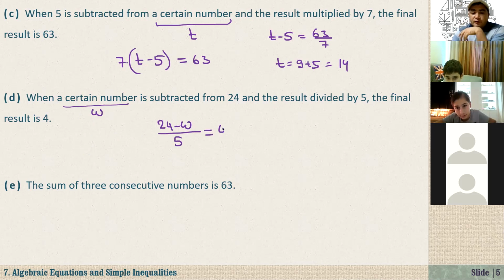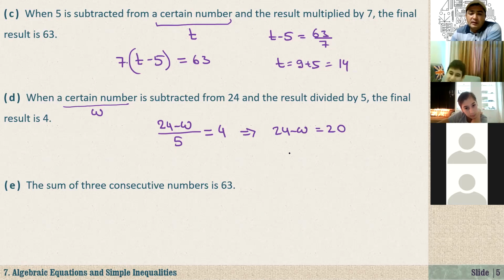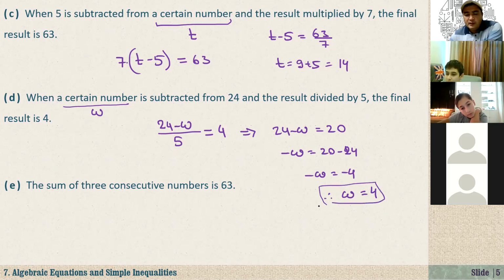Now, on the left-hand side, we have one fraction. On the right-hand side, one fraction. 4, I can write 4 as 4 over 1. So multiply both sides by 5. On the left-hand side, we have 24 minus W. On the right-hand side, 4 times 5, that's equal to 20. Now, take 24 to the right-hand side, 20 minus 24. From here, minus W equals negative 4. So that unknown number is 4. Just multiply both sides by negative 1.